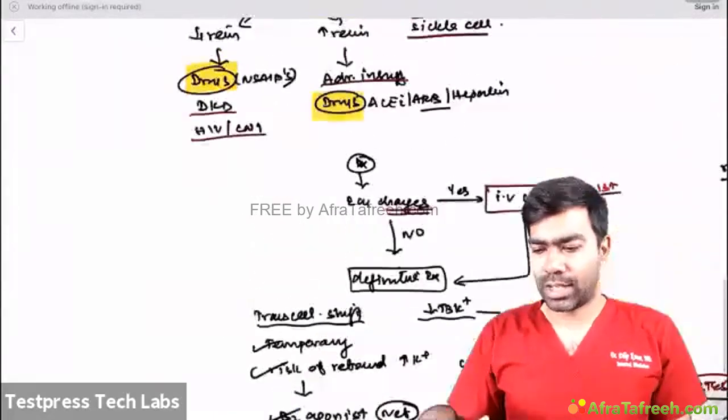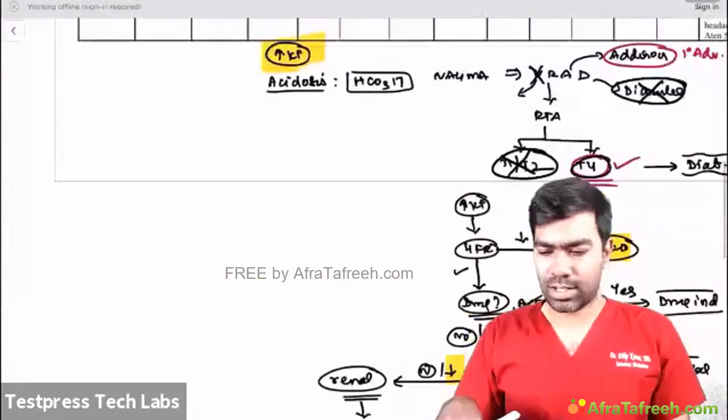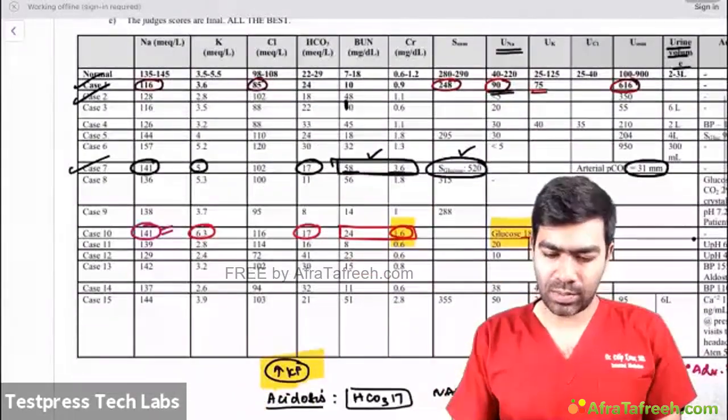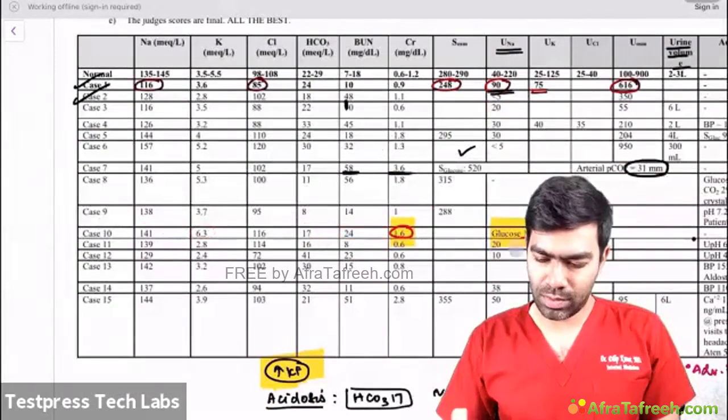I think this must settle the debate, and we have discussed this in case number 7 as well and case number 10 as well. So that must be easier now.